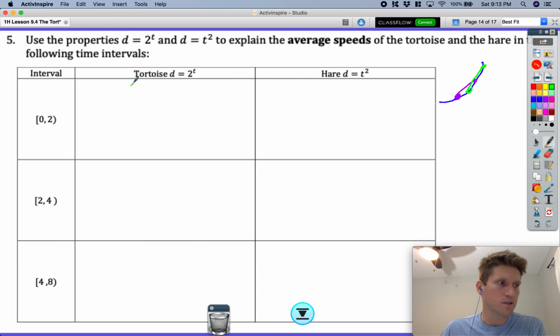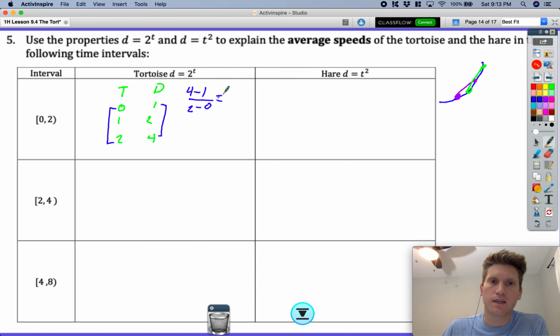So we're going to do all the tortoise and then all the hare and compare those speeds. For the tortoise, we're looking at time and distance, and we're looking at the interval of 0, 1, and 2, and we're going to get the values of 1, 2, and 4. Remember, speed is just distance over time, so I'm looking at the change in distance over the change in time. It's basically these points right here. So I'm doing 4 minus 1 over 2 minus 0, to get an average speed of 3 over 2 meters per second.